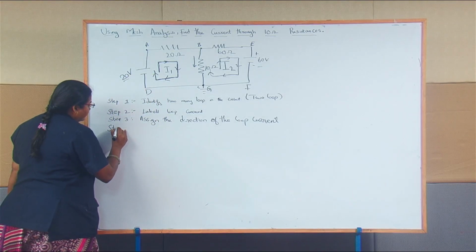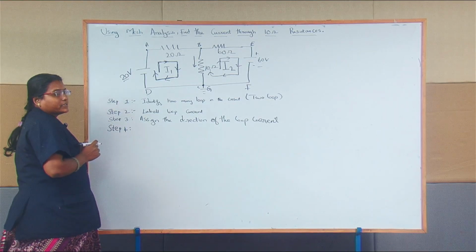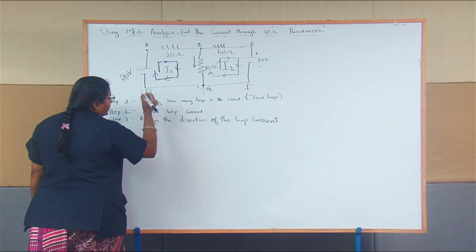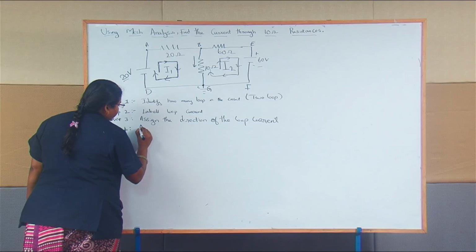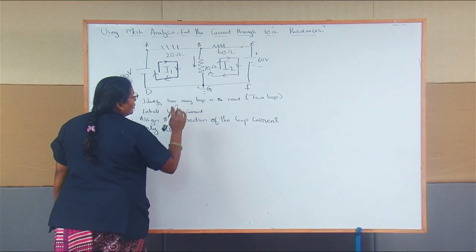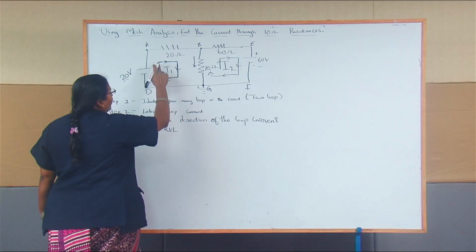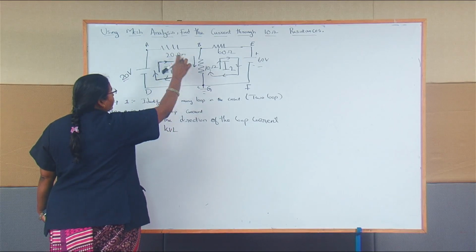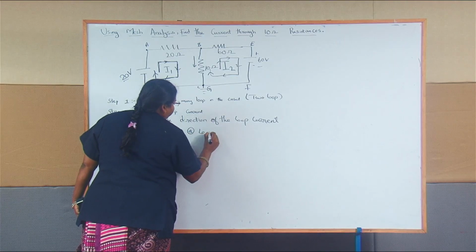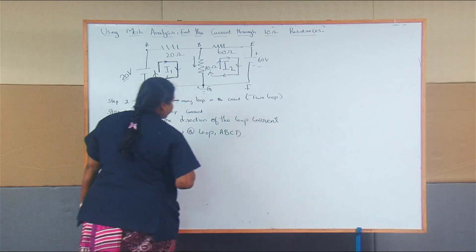Step 4. For mesh analysis, we have to use the KVL method for finding the loop current. Apply KVL for both the loops. So step 4, apply KVL. I am going to find the loop current for this loop A, B, C, D. Apply KVL at loop 1, A, B, C, D.